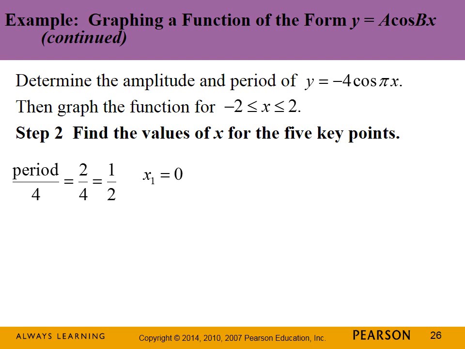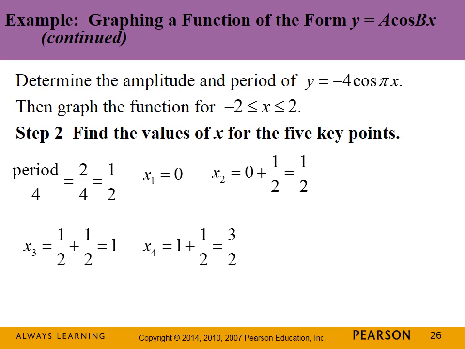Then we're going to go up in increments of period divided by 4, which comes out to 1/2. So that makes for nice numbers in this example. Start at 0. The next value is going to be 0 plus 1/2, which is 1/2. Next one is going to be 1/2 plus 1/2, which is 1, and then 1 plus 1/2, which is 3/2, and then finally 3/2 plus 1/2, which is 2.